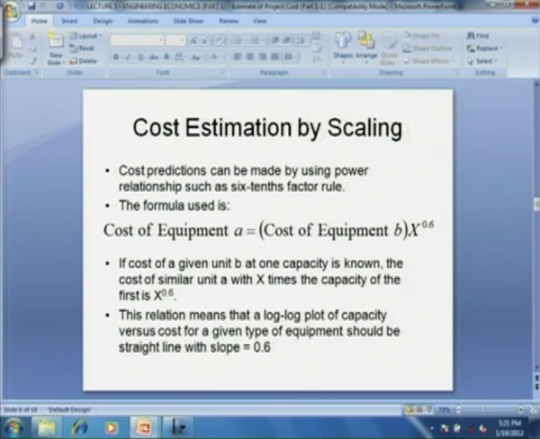These are some of the basic issues. We shall see a more detailed algorithm for estimation of project cost with all this information and data in the subsequent lecture.